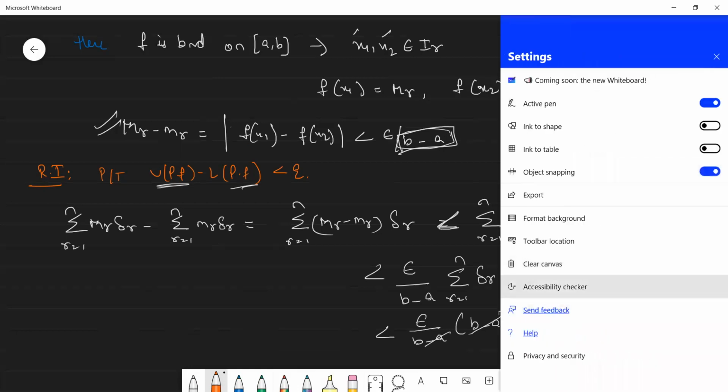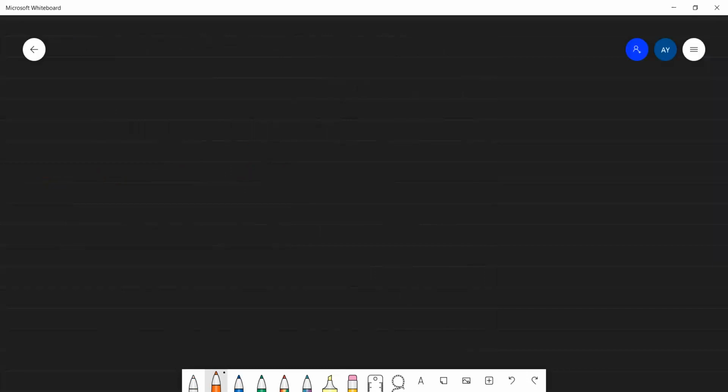Now looking at the converse of this theorem. What will be the converse of this theorem? That is, if f belongs to R over [a, b], then f need not be continuous on the closed interval [a, b]. To prove whether this statement is correct or not, I just want to give you an example.